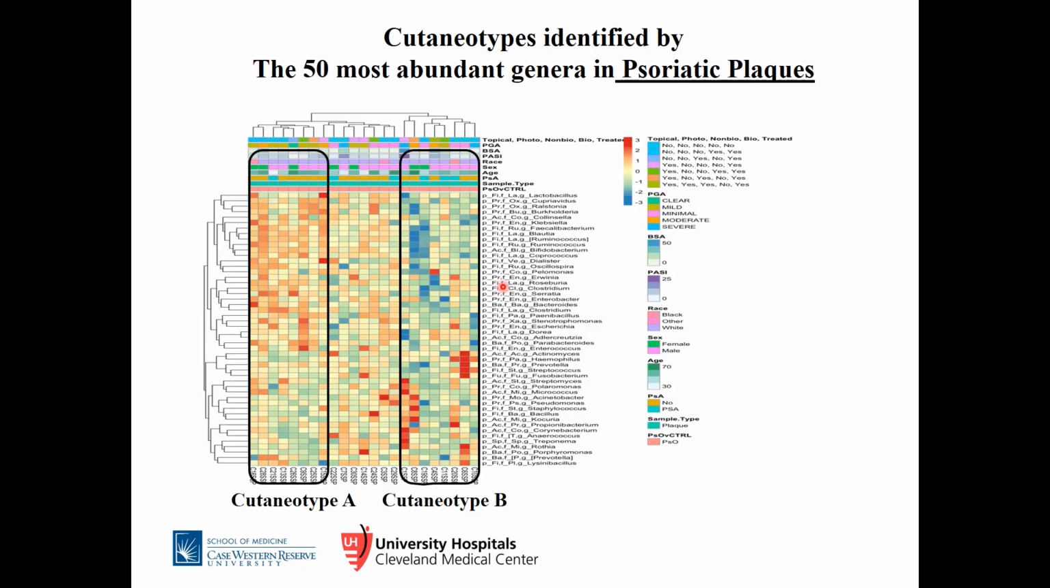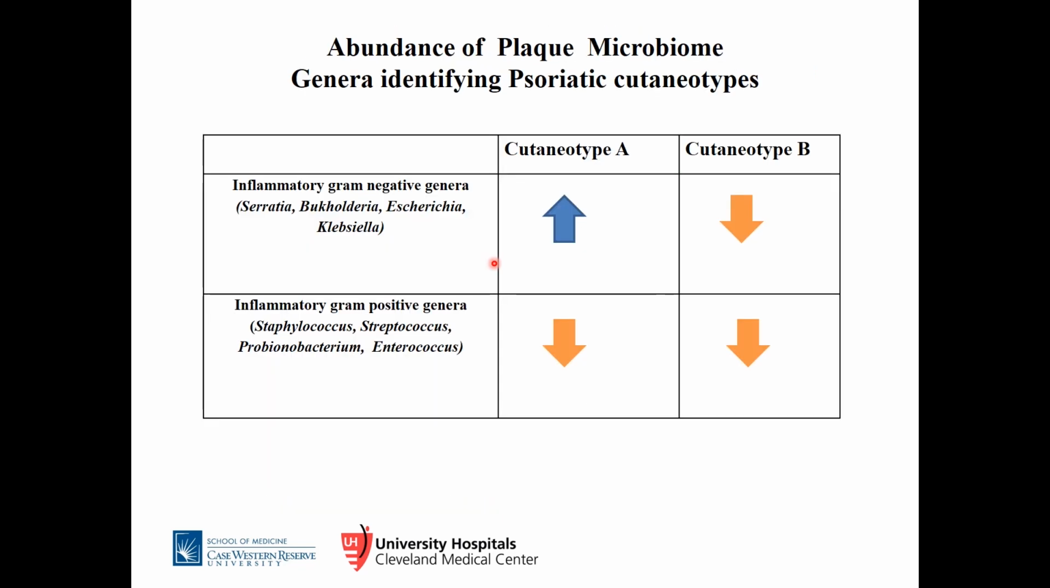When we examine the abundance of organisms in the psoriatic plaque skin microbiome, we again appreciate the emergence of two distinct cutaneotypes. The distinguishing characteristic between cutaneotype A and cutaneotype B is a higher abundance of gram-negative genera, such as Serratia, Klebsiella, and E. coli, in cutaneotype A compared to cutaneotype B, where abundance of gram-negative organisms is decreased. Conversely, both cutaneotype A and cutaneotype B exhibit decreased abundance of gram-positive organisms.